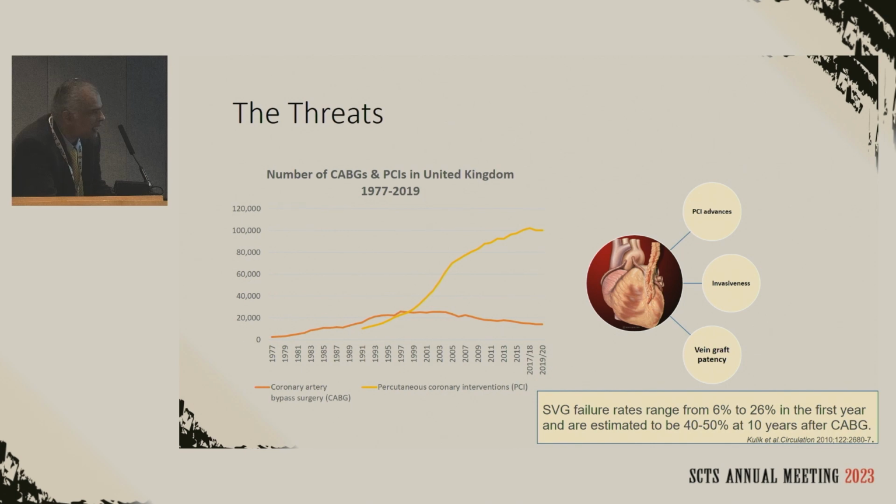And I think the Achilles heel, or the biggest threat, is the patency of the vein graft. Those of us who use veins, we all know that saphenous vein graft failure ranges from 6 to 26% in the first year, and it is estimated to be around 50% at 10 years after CABG. So any operation where you've used vein grafts, you're more likely to see an intervention 10 years down the line.